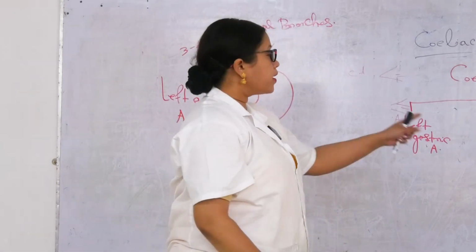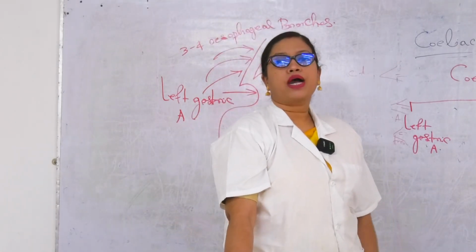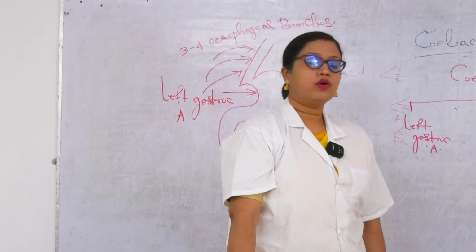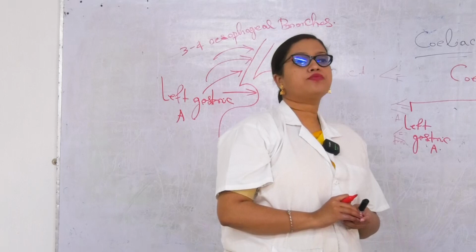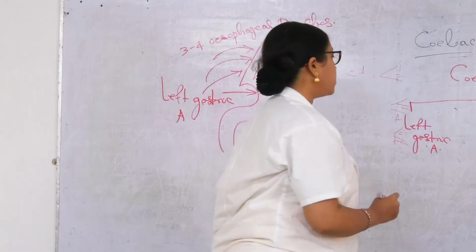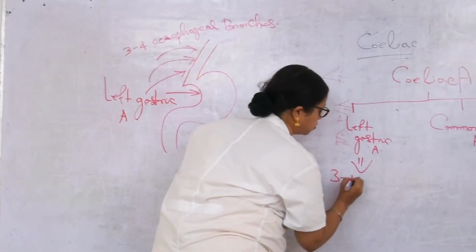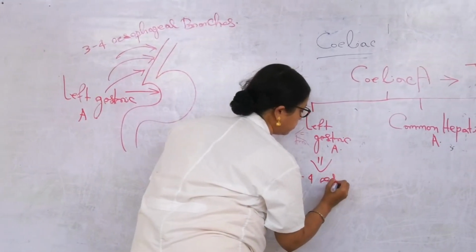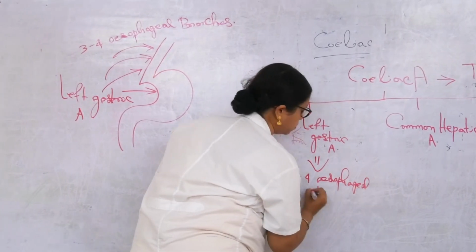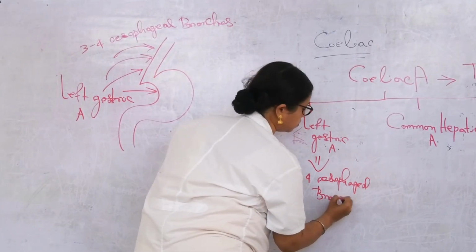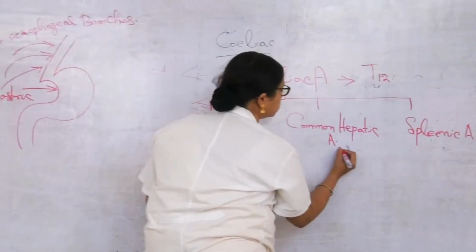Okay, so next artery we will get, so this is the smallest artery coming from the celiac trunk. Okay, so next one is the common hepatic artery. Okay, so next branch, common hepatic artery, has got how many branches? So here you write there are 3 to 4 esophageal branches. Okay, so common hepatic artery, how many branch?